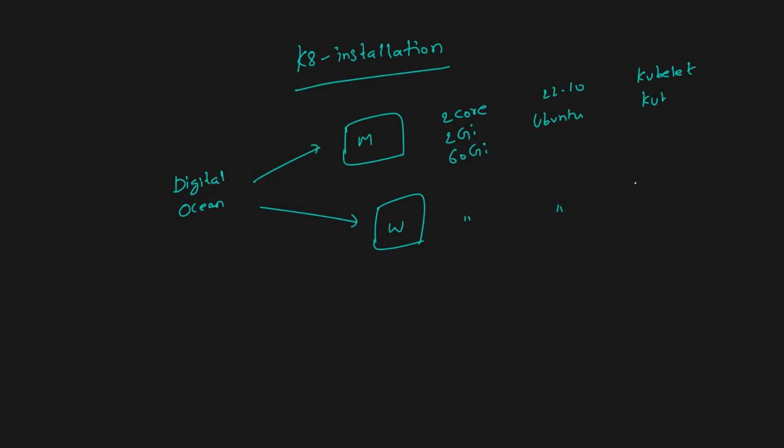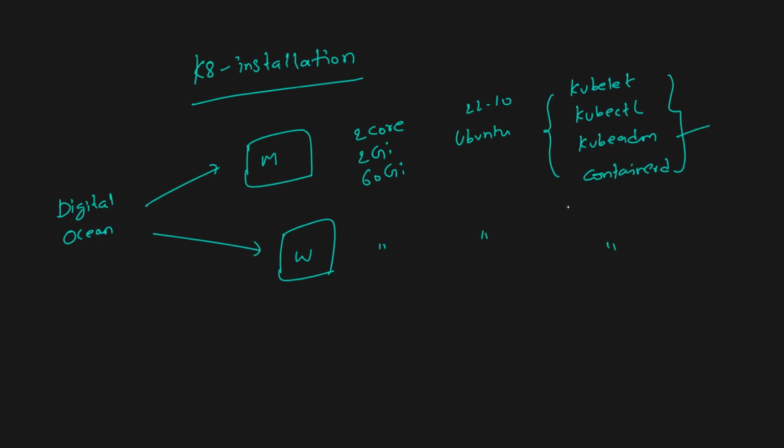Same here. And the components: kubelet, kubectl, kubeadm. Runtime is containerd. And same here. The difference is that here we are going to use the kubeadm init command, and here it will be the kubeadm join command. So this is what we have discussed, and during the installation we saw some issues, so we'll address that.